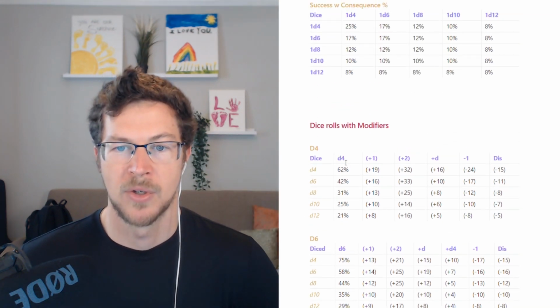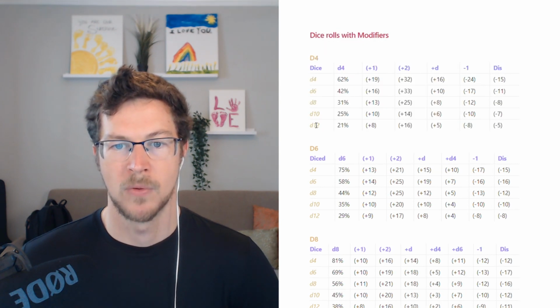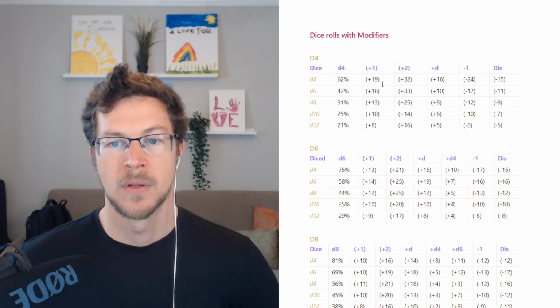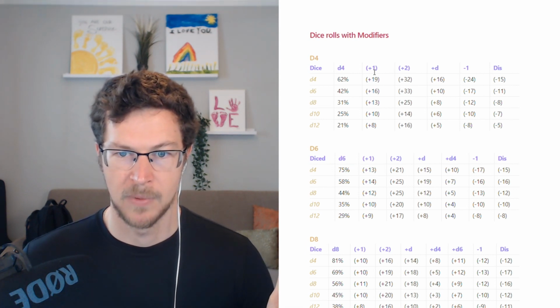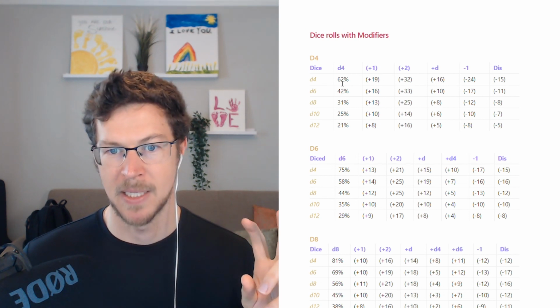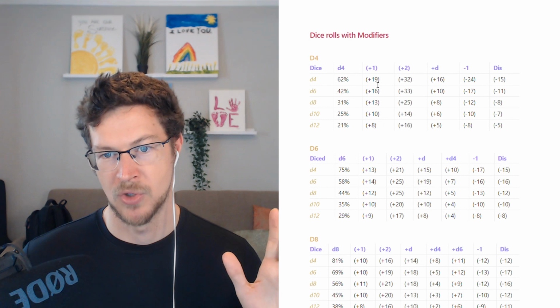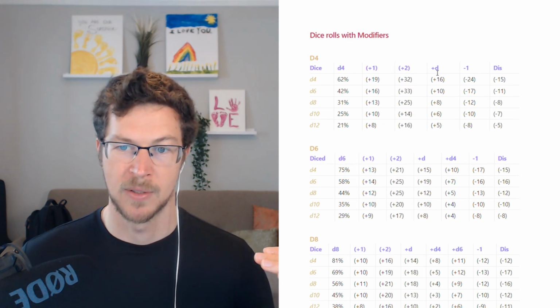So this is, you're rolling a D4. And once again, this is the percent chance of hitting a D4 against these dice. This is how much of a shift in percentage you have if you add plus one. So this plus 19 means plus 19%, meaning this is an 81% chance, right? Whereas a D2 gives you a plus 32% chance.